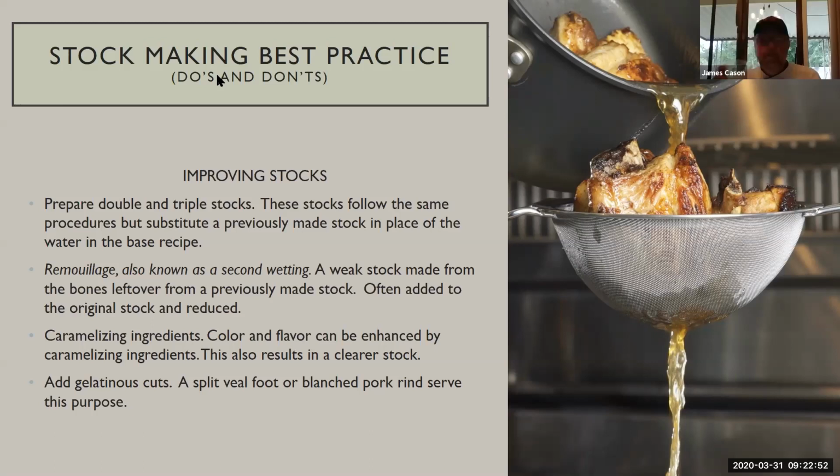You have your stock in one place, and then you have all your mirepoix and all your bones and everything still in the pot. So you refill the pot with cold water right on top of the old bones and the old mirepoix and everything. And then you let that cook another 6 or 7 hours. And that's your remoulage, or what's called a second wetting, W-E-T-T-I-N-G. You get it wet again. We don't really change anything. We just put fresh water in there, and then we recook it to get every little bit out.